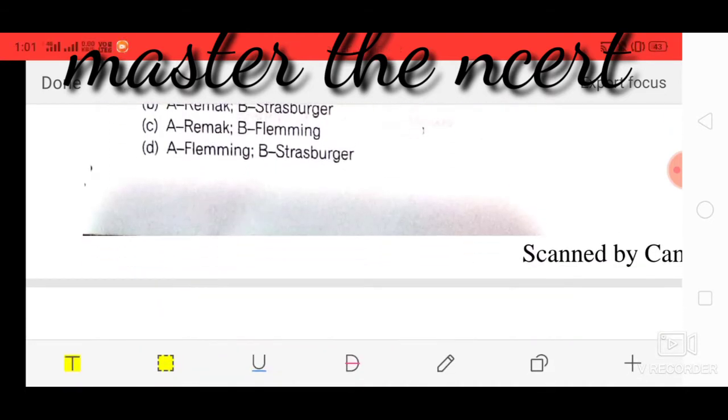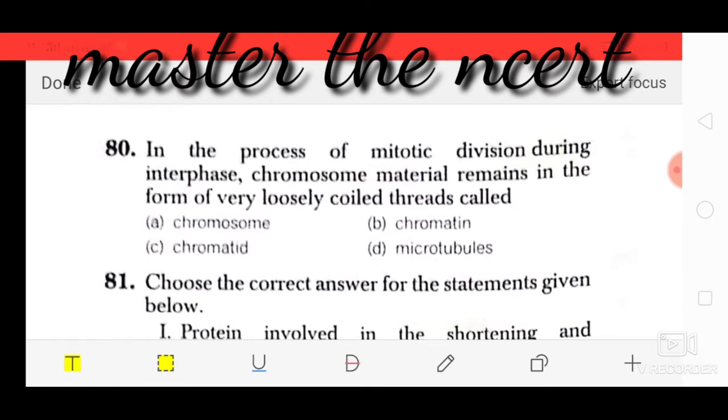Now the next question is in the process of mitotic division during interphase, chromosomal material remains in the form of very loosely coiled threads called dash, and the options are A, chromosome; B, chromatin; C, chromatid; and D, microtubule. And the correct answer of this question is chromatin.